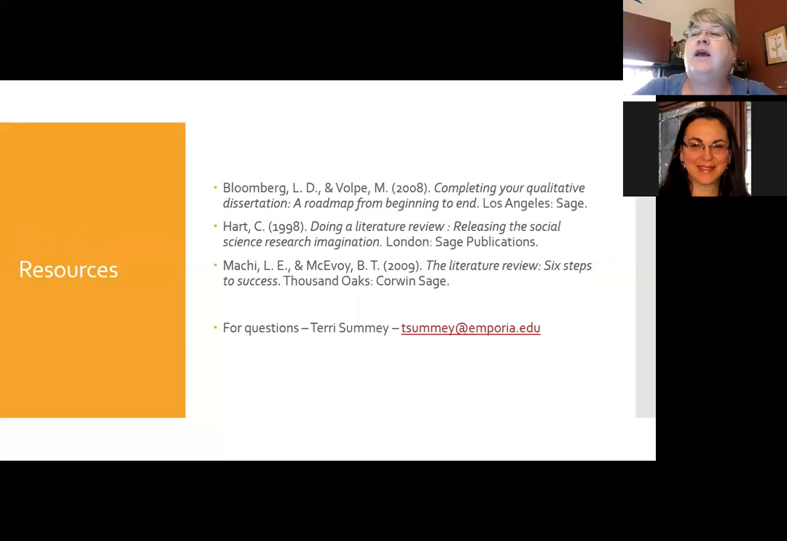So this last page has three of the resources that I used in putting this presentation together, along with my own knowledge. As I said, I based a lot of it on the Mackey and McAvoy book, The Literature Review: Six Steps to Success. There are also a couple of other resources that we have in our library, Completing Your Qualitative Dissertation and Doing a Literature Review. There are lots of other sources that talk about the literature review, so these are just some of them.